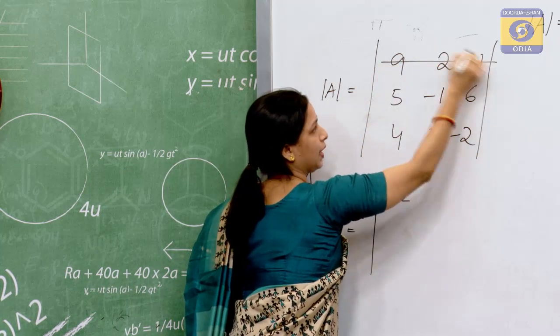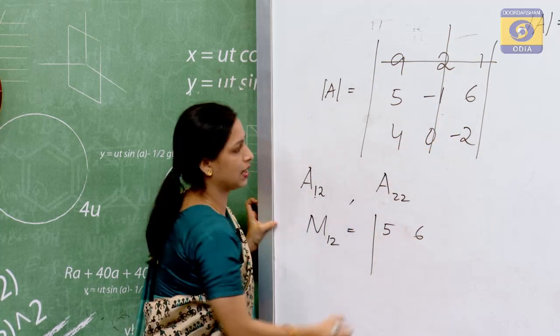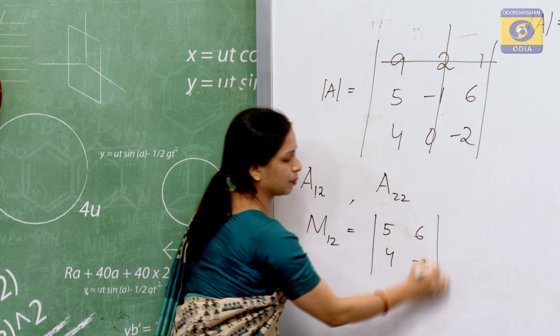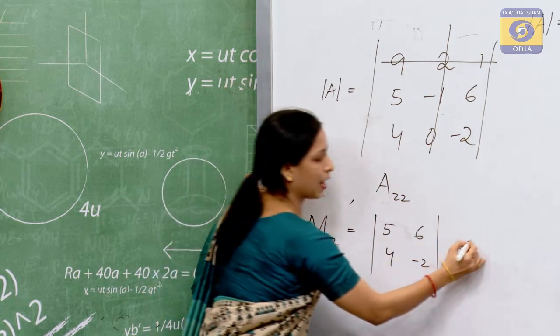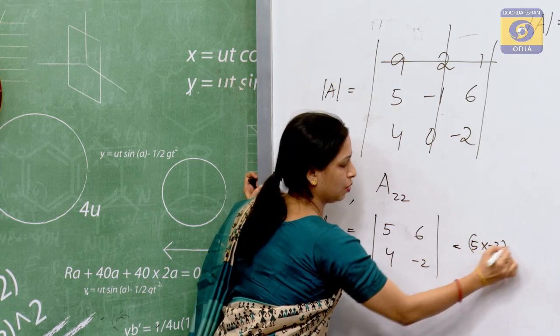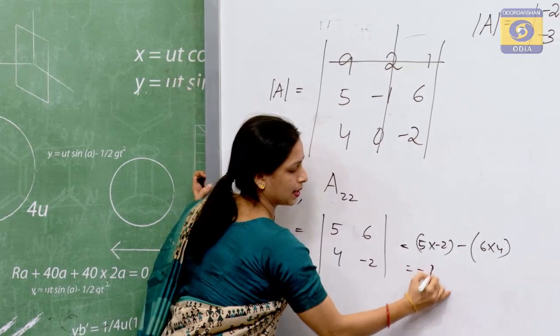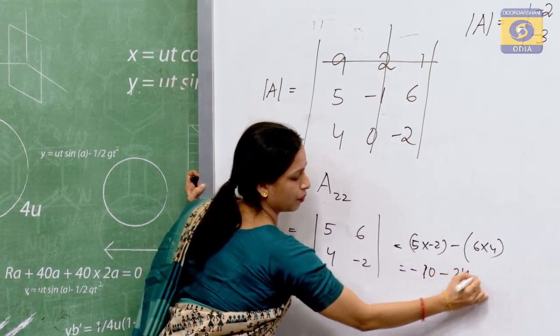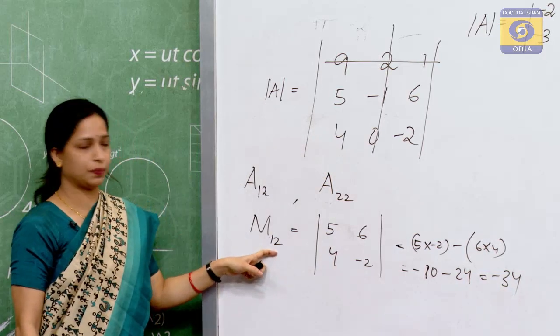So, we have to delete the row and the column in which 2 exists. We get 5, 6 and 4 and minus 2, right. So, what is the value that we get? 5 minus 2 minus 6 into 4. So, we get minus 10 minus 24, we get minus 34. So, this is the minor of 1, 2, right.